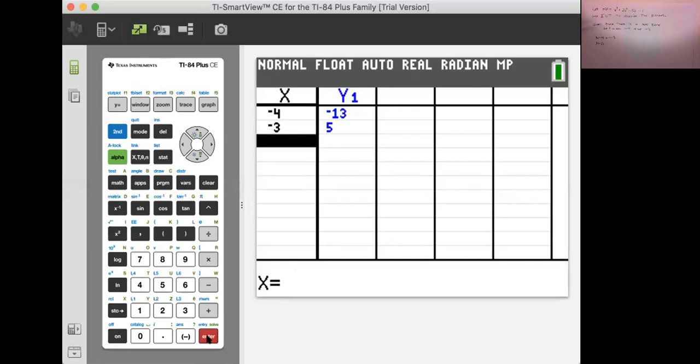P of -3 is 5. Now, what does the intermediate value theorem tell us? Again, we know P is continuous everywhere. So it's certainly continuous on the interval from -4 to -3. Choose any number between -13 and 5. And the obvious one to choose is 0.